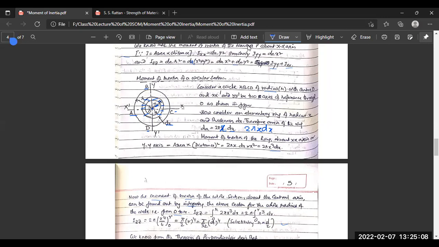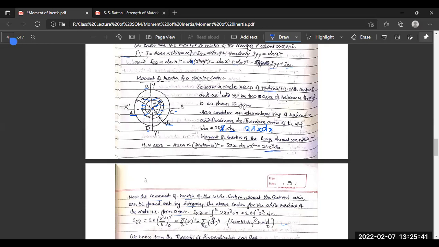Now, the moment of inertia of the ring about the x-axis or y-axis will be area multiplied by the square of the distance, as per our definition of moment of inertia. So we have the area 2 pi x dx multiplied by the square of the distance, which is x squared, because the radius is the same everywhere. That is 2 pi x cubed dx.